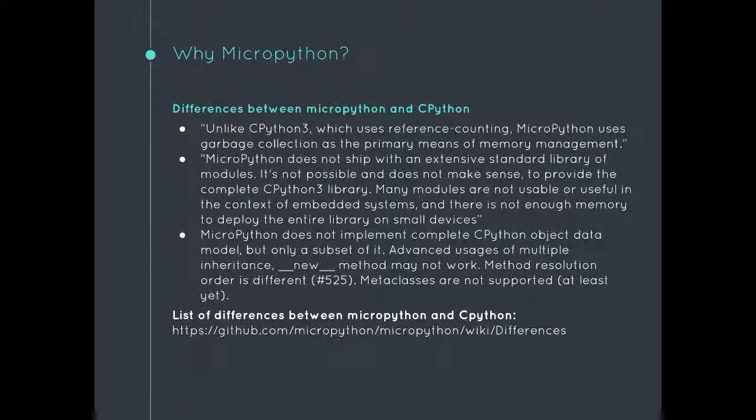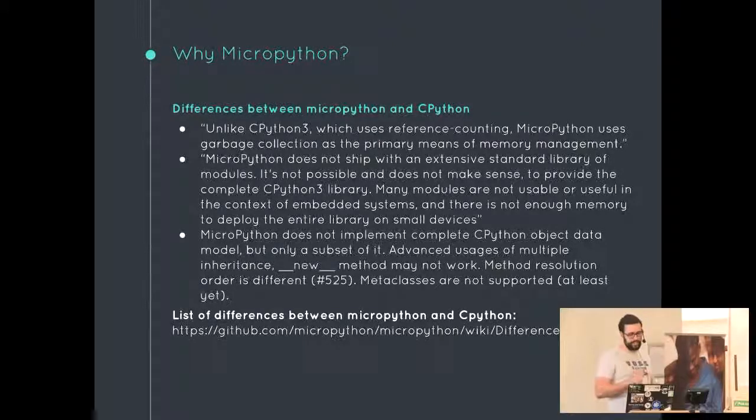Some of the other differences is it's got its own garbage collector versus the normal reference counting. Classes and objects are not 100% implemented like CPython 3. So this is where I have to stress that MicroPython isn't Python, it's an implementation based on CPython 3. So it's familiar, but you will find differences if you go through the process.